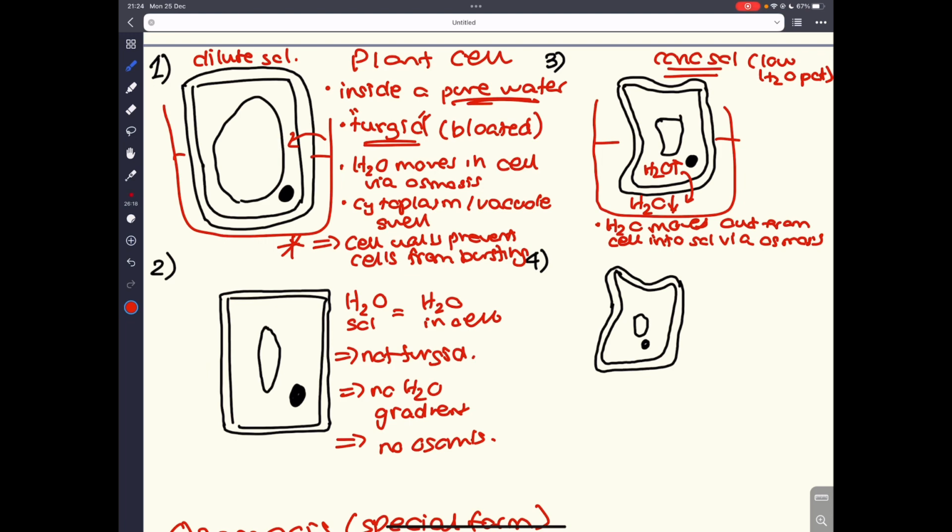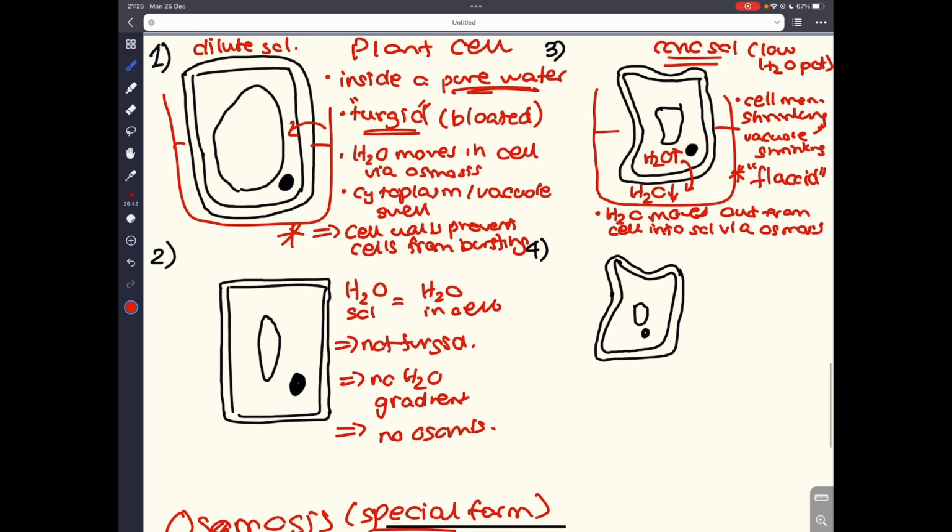Now notice that the cell membrane is shrinking. The vacuole itself is also shrinking. In other words, we can describe this state as flaccid, in which it has become almost like a deflated balloon, right? We can say it is flaccid. Now that's a very important key term, flaccid.